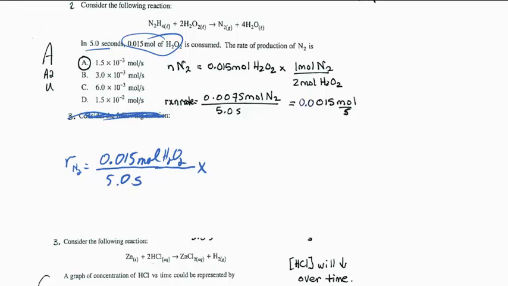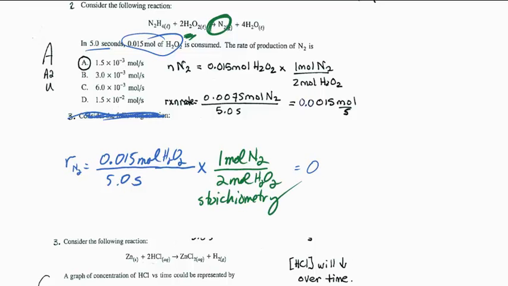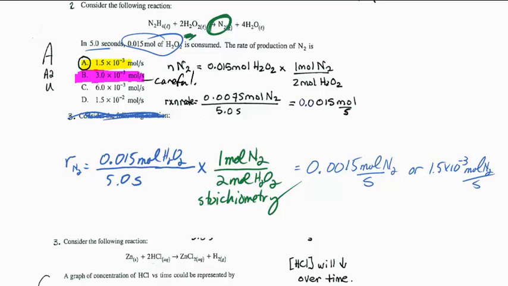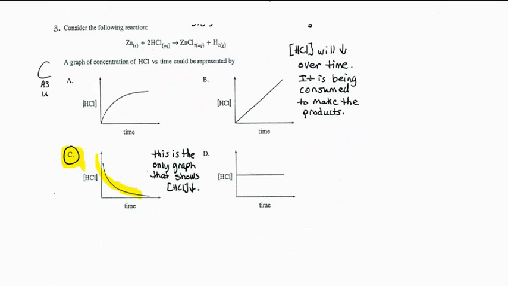Now, question 2 is really about stoichiometry. Yes, we need to calculate the rate of H2O2, but it's really about using stoich to find about the nitrogen. So that's a 1 to 2 mole ratio here. Notice the wrong answer is one of the choices.